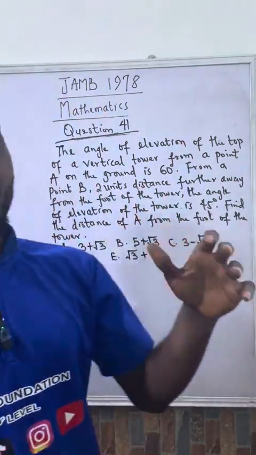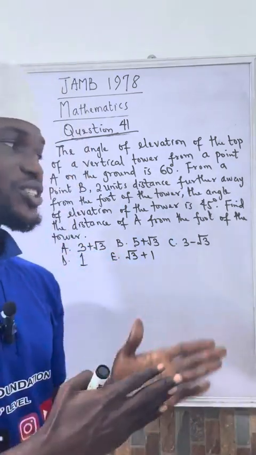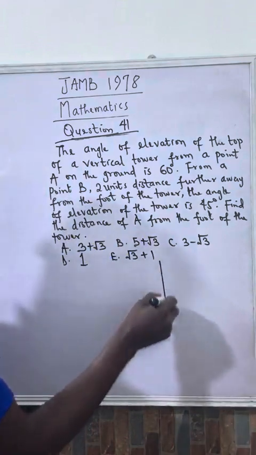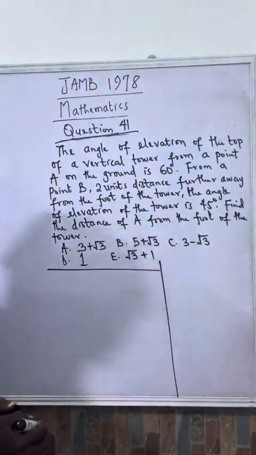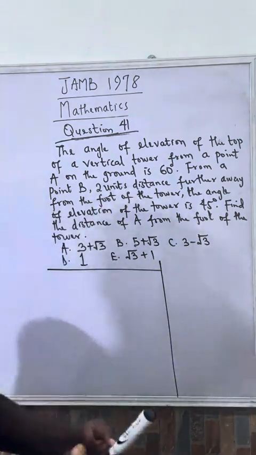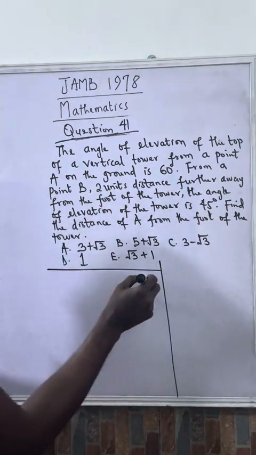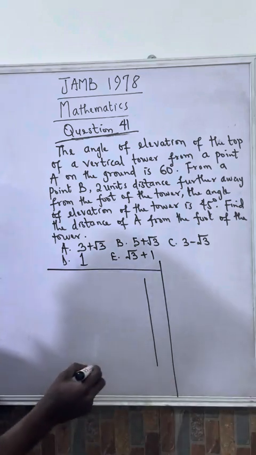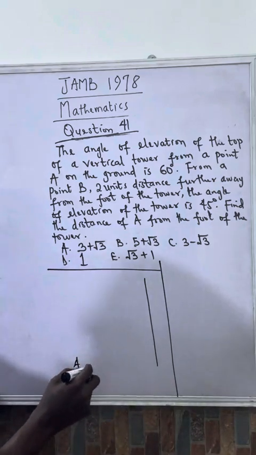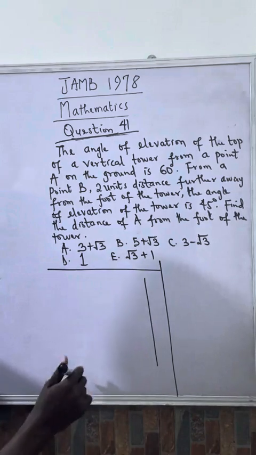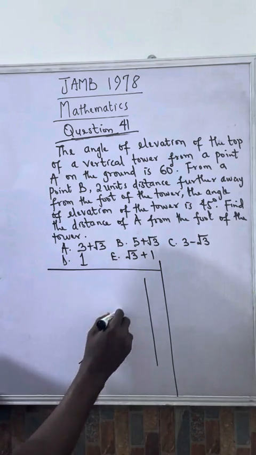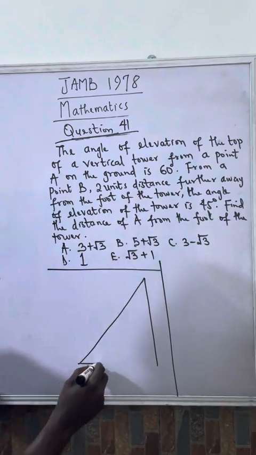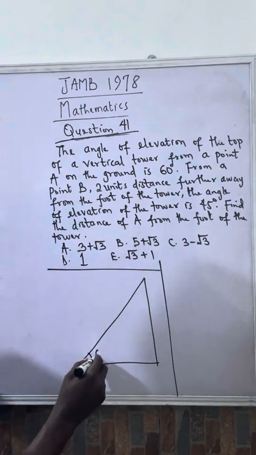So this is a question on angle of elevation and depression. So this is a trigonometry question. Let me try dividing the board. Let's put it in diagram form so that it will be easy. Let's say this is the tower, see how high it is. Then let's say this is point A. The angle of elevation from point A to that tower is 60 degrees. So let's put 60 degrees.